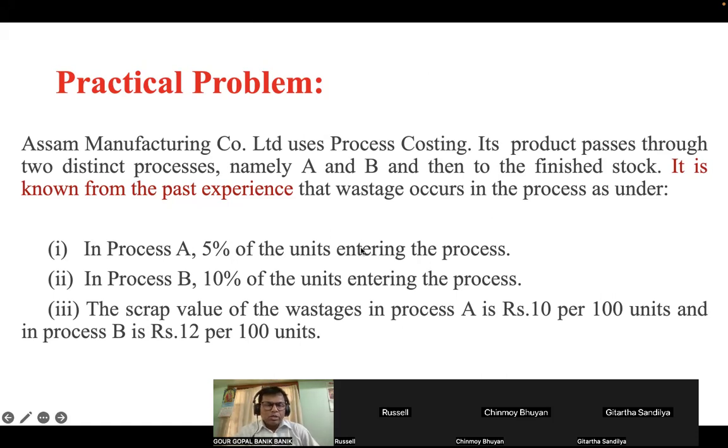So in process A, 5% of units are always lost, wasted, 5%.